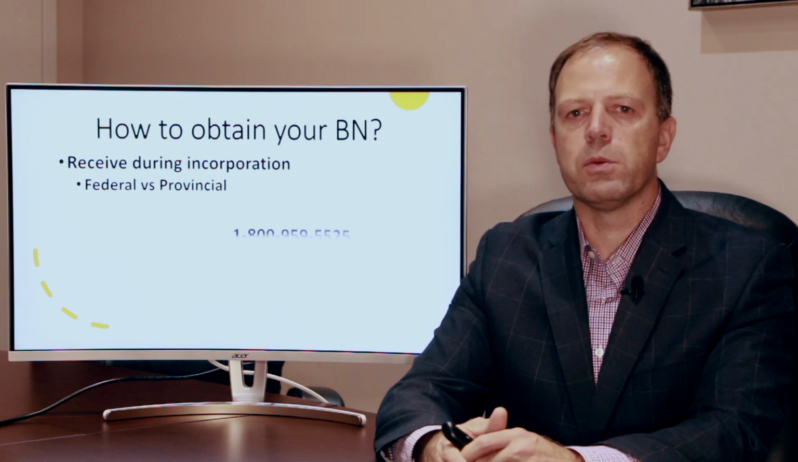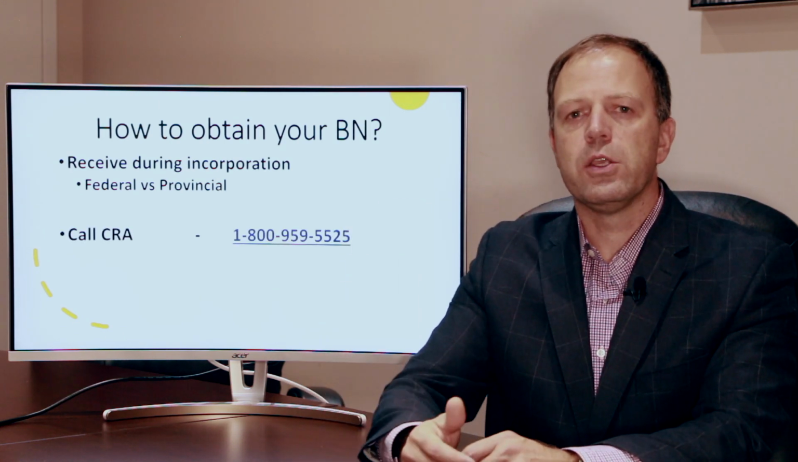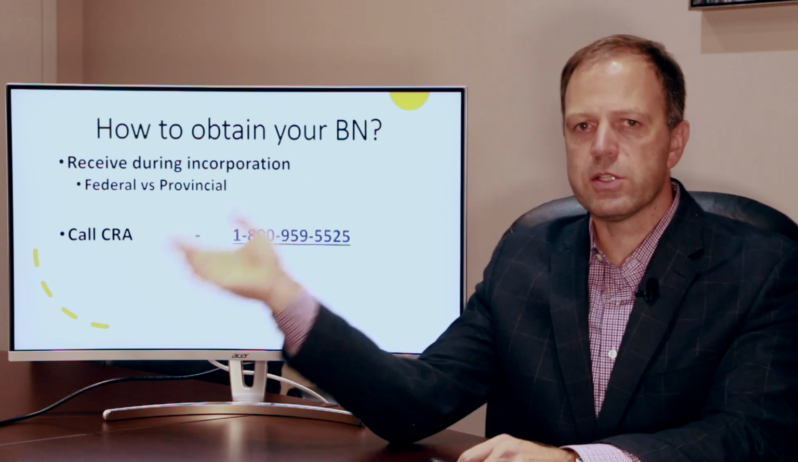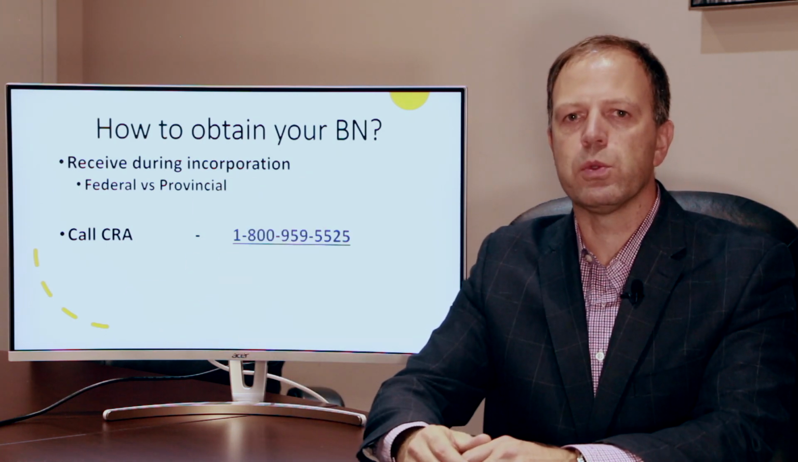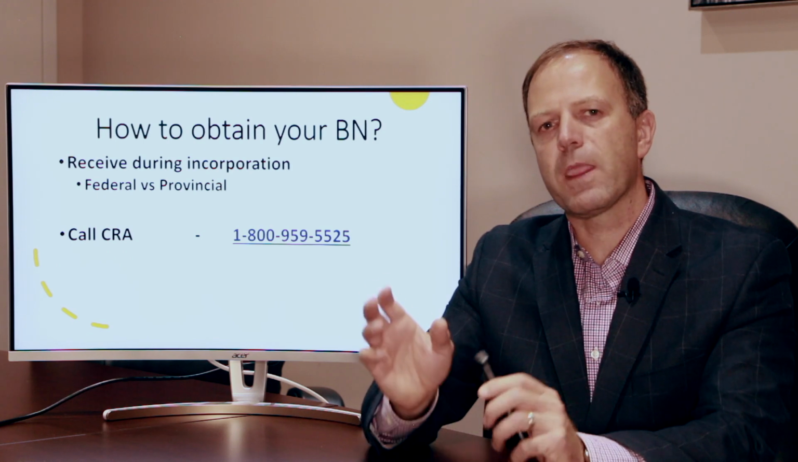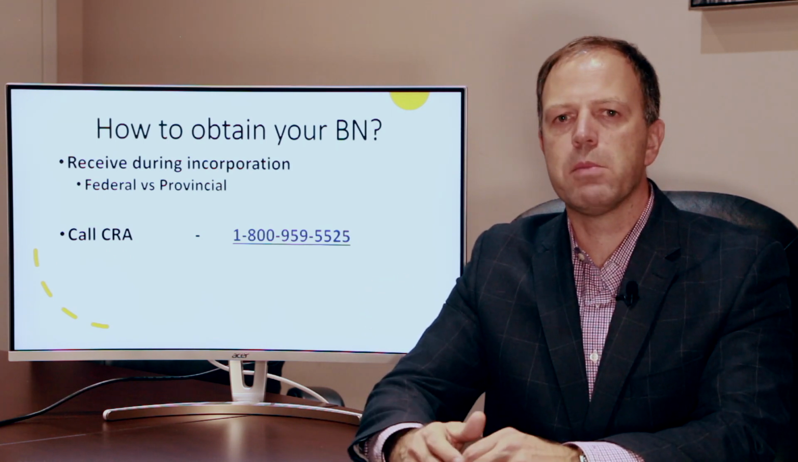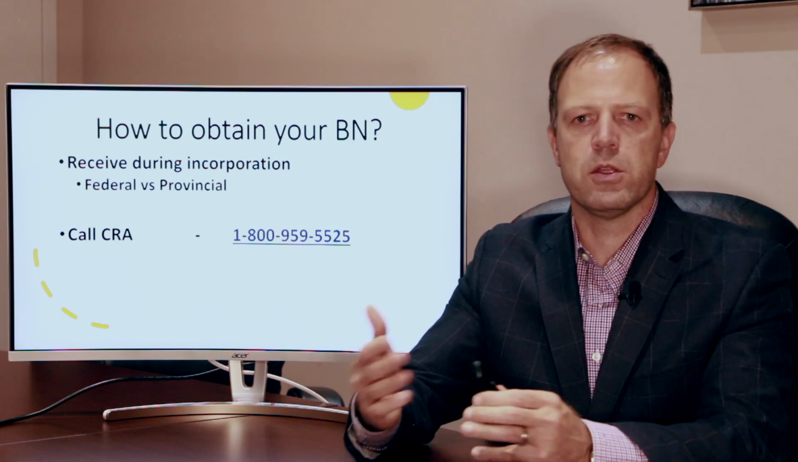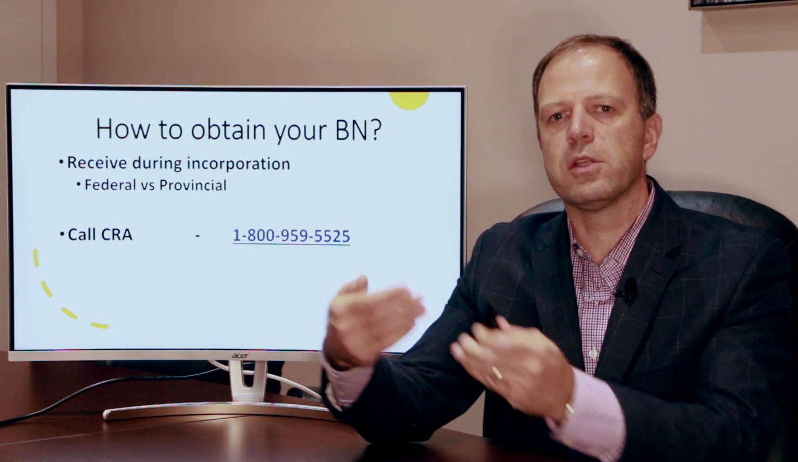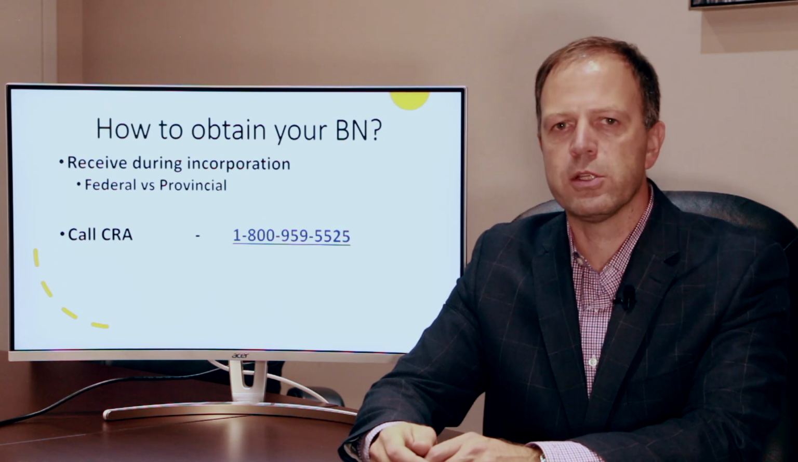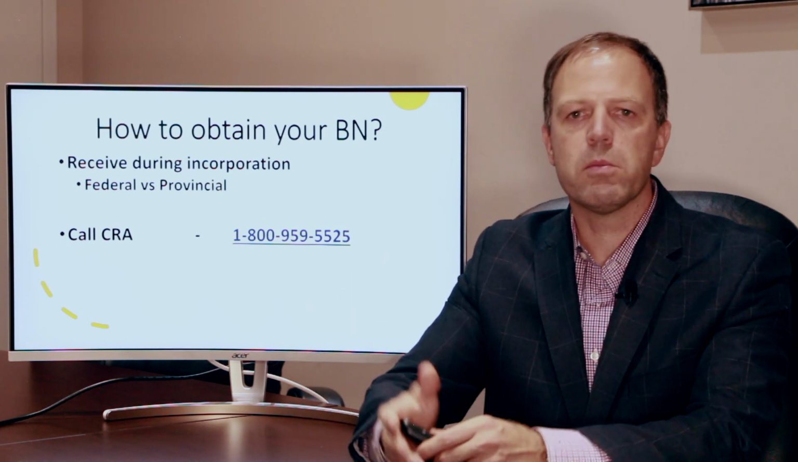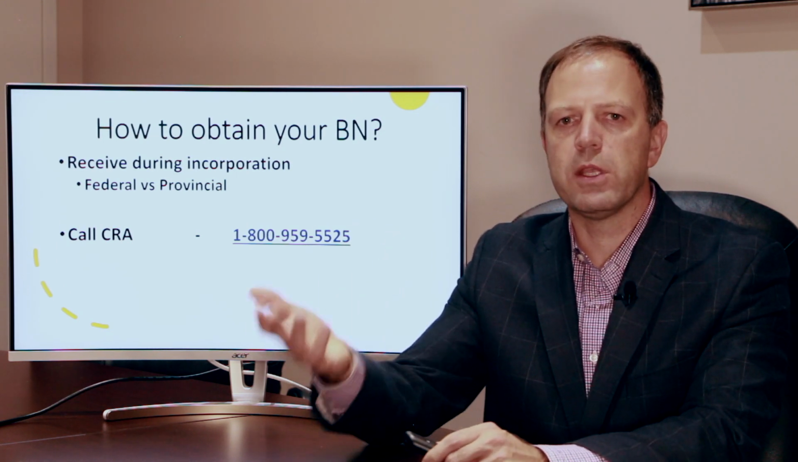But if you need your business number more urgently, you can call CRA, and here's the 1-800 number. I will also include it in the description below. The agent will provide you with this number. Usually the database is updated within 2 to 3 days. So if you incorporate and need to issue an invoice urgently to your client, you can call them and ask for this business number instead of waiting for the letter.